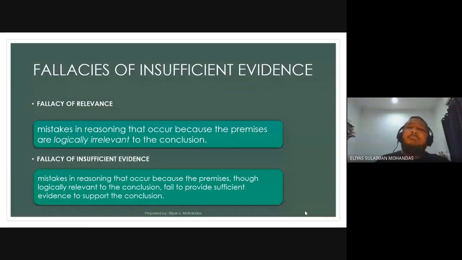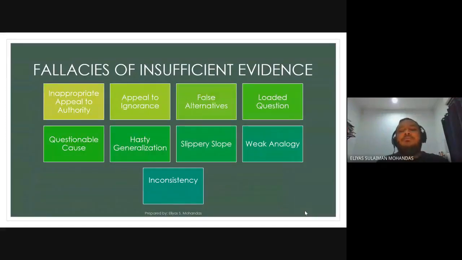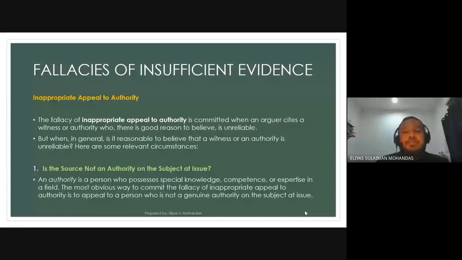Okay. So today we are going to look at the second part pula, insufficient evidence. Yeah. And there are nine types of fallacies of insufficient evidence. We'll start with the first one: inappropriate appeal to authority. Now, the fallacy of inappropriate appeal to authority is committed when an arguer cites a witness or authority who there is good reason to believe is unreliable. It's as simple as that. You are citing a person and that person is unreliable. You are citing a figure and that figure has an unreliable source.